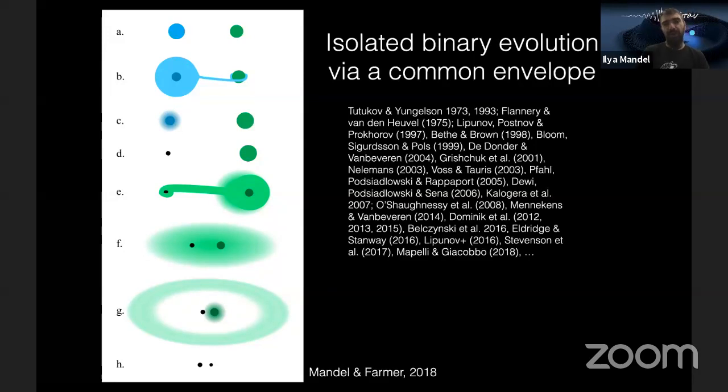So in stage A, you have two stars on the main sequence. The stars are pretty far apart. They might be a few astronomical units apart.